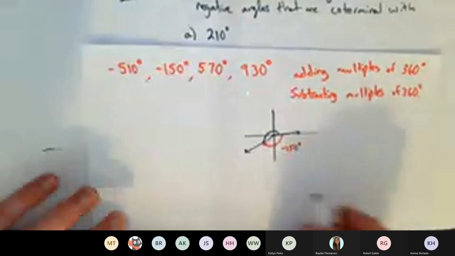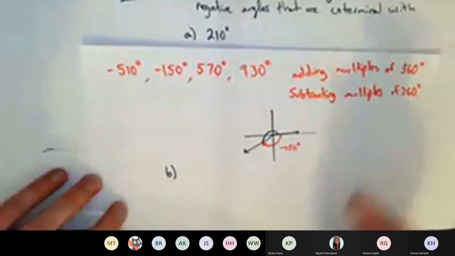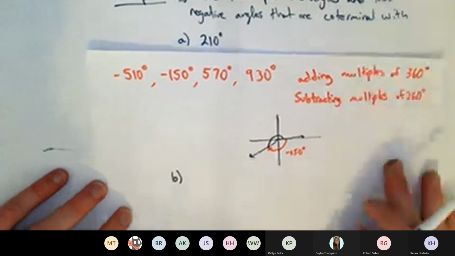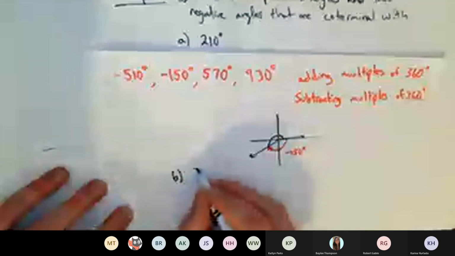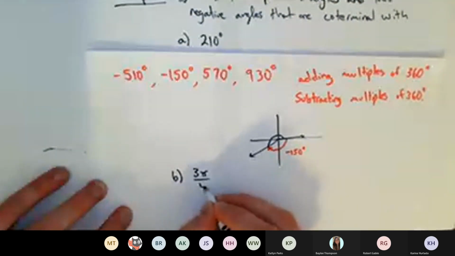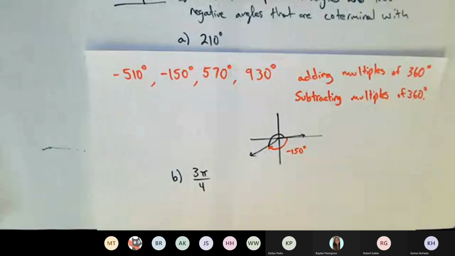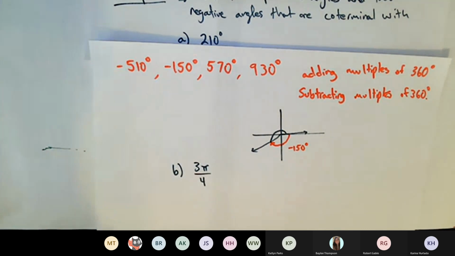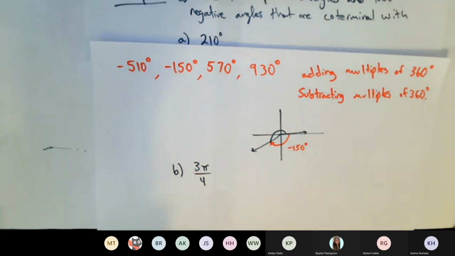We're good. All right. Part B, same instructions, find two positive angles and two negative angles that are coterminal, this time with 3 pi on 4. This is in radians, understood to be in radians because there's no degree symbol.